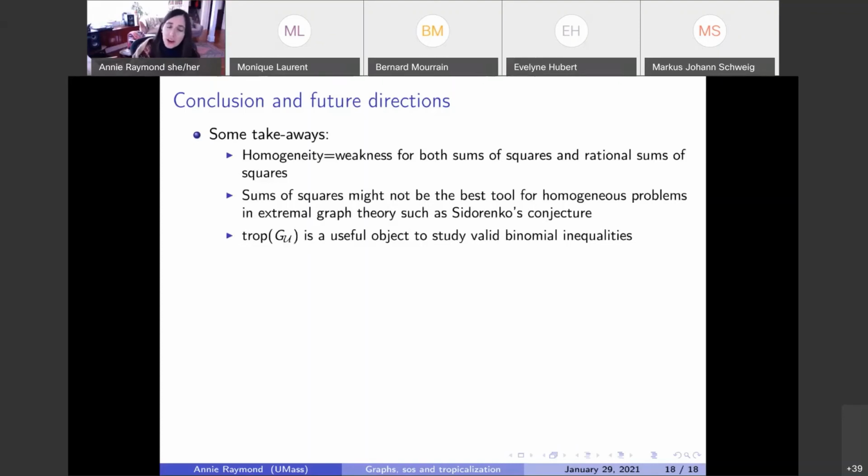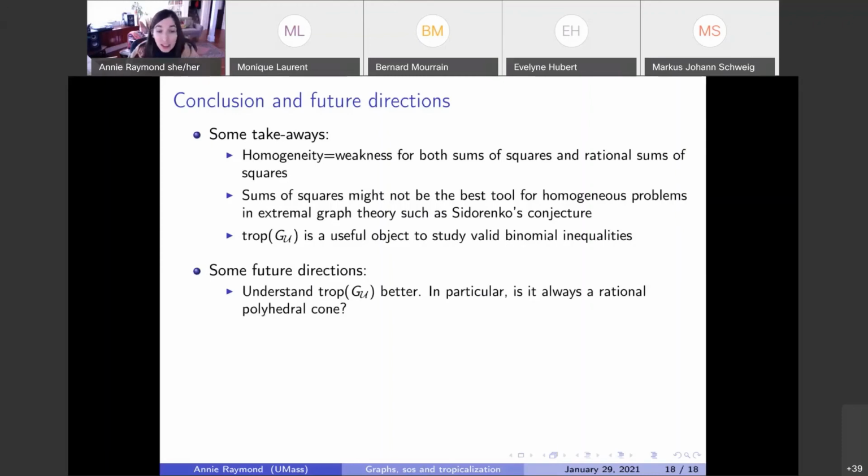And yet, there's this very nice object, the tropicalization, which is much simpler, but which still captures binomial inequalities. And given how many problems are about binomial inequalities, it's very worth it to study it. And so we do want to understand the tropicalization of graph profiles better. Every example that we've done has always led to a rational polyhedral cone. We can show many cases where it has to be a rational polyhedral cone, but we don't know that it has to be. So we would like to understand that better.